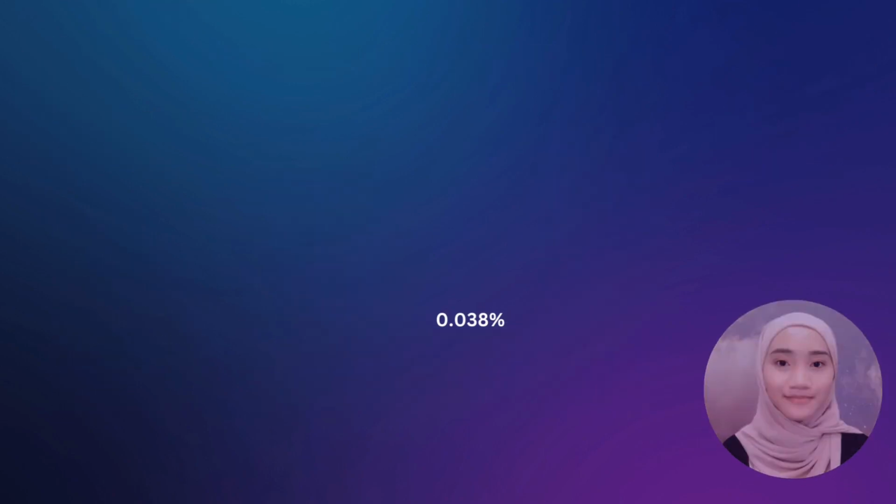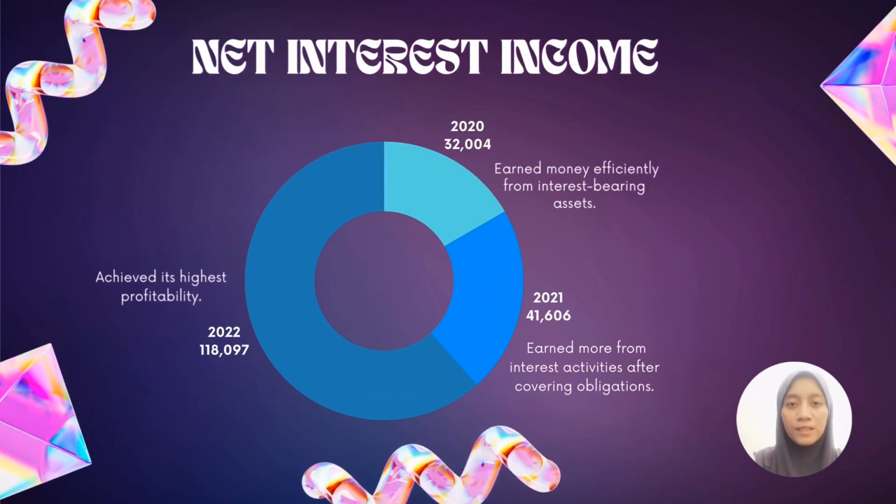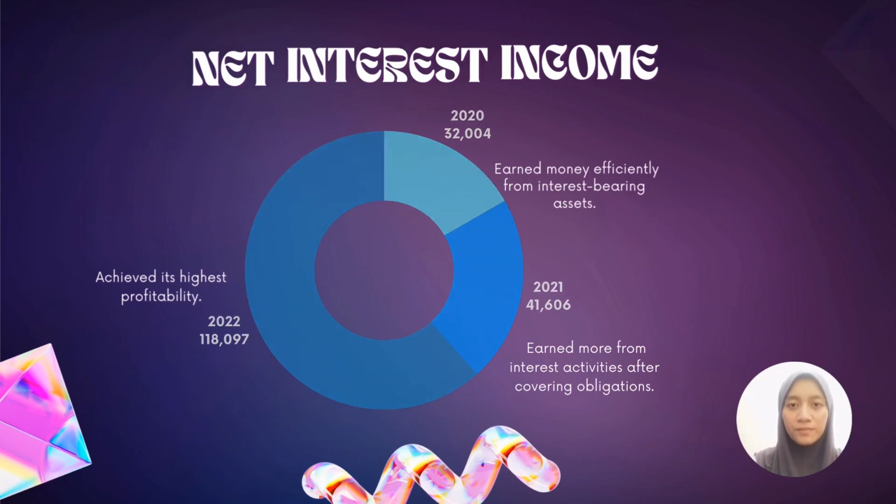to shareholder equity. In 2020, the bank was efficient in making around 32 million ringgit in net interest income. This shows the bank efficiently earned income from interest-bearing assets, balancing interest income and expenses. An improvement was seen in 2021, reaching around 41 million ringgit in net interest income. The bank saw improved profitability, earning more from interest activities after covering interest obligations. The highest net interest income of around 180 million ringgit in 2022 indicates a strong performance. The bank achieved its highest profitability, ensuring long-term sustainability and financial strength.